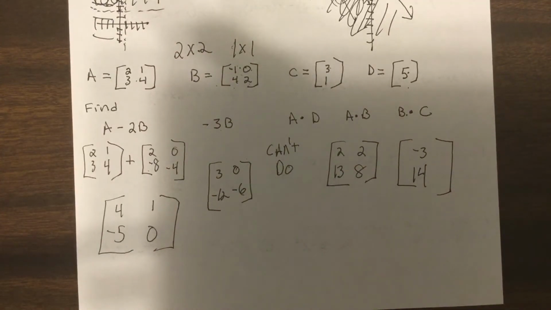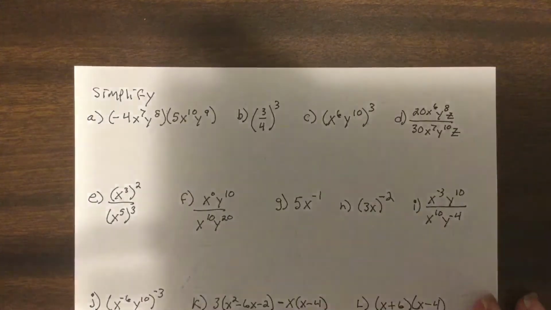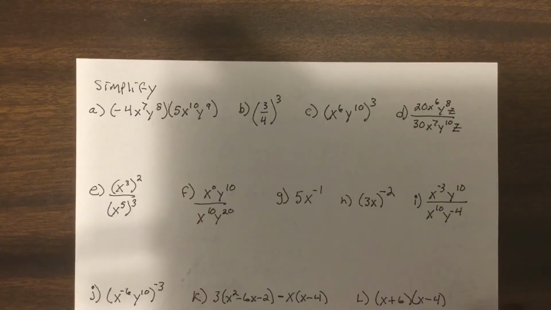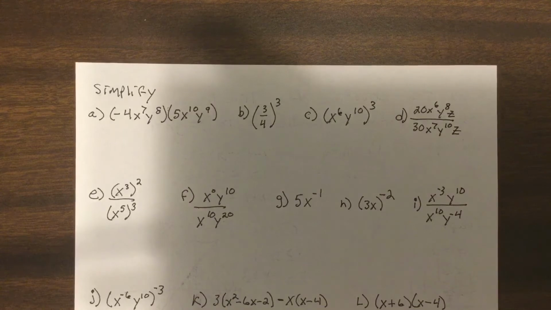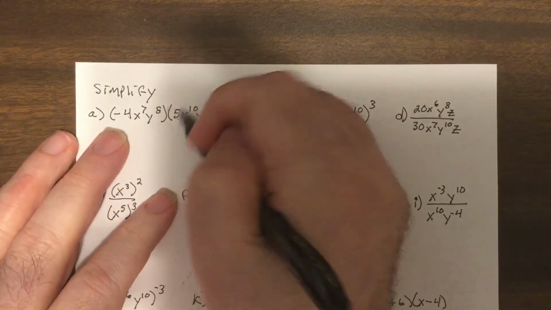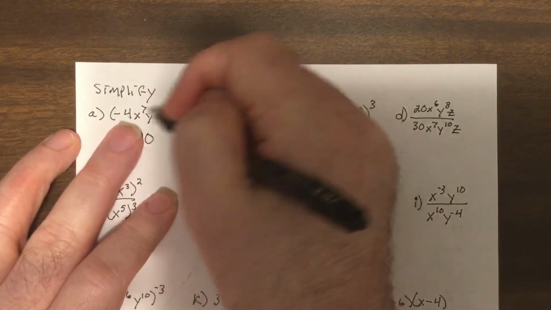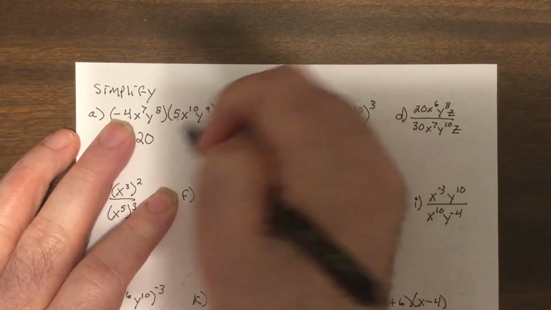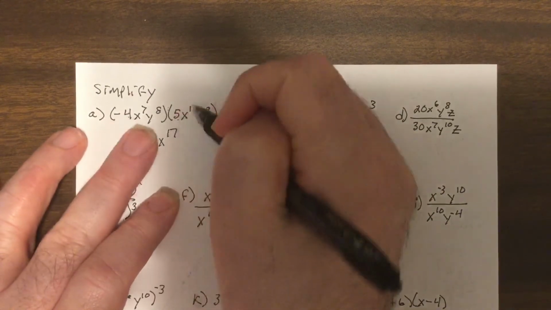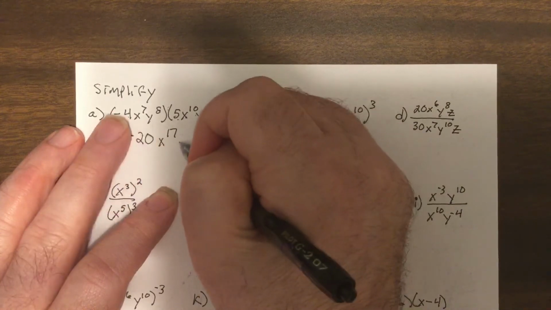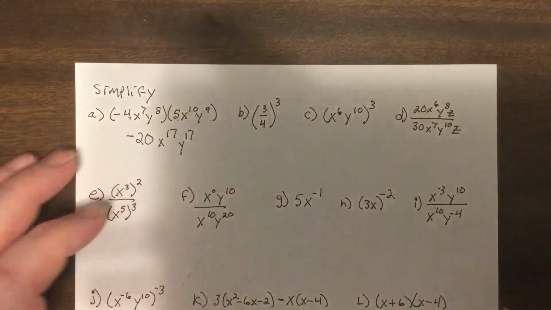Did you get them all right, I hope? Flip the page. Okay, there's some laws of exponents. Do those and then turn me back on. So, okay, this would be negative 4 and 5. Notice we're not distributing. So, negative 20, x to the 7th, x to the 10th is x to the 17th, y to the 17th. And that's it.